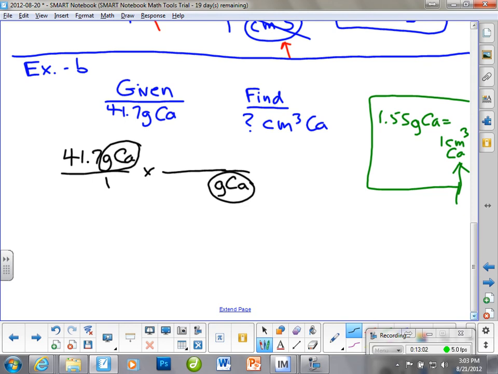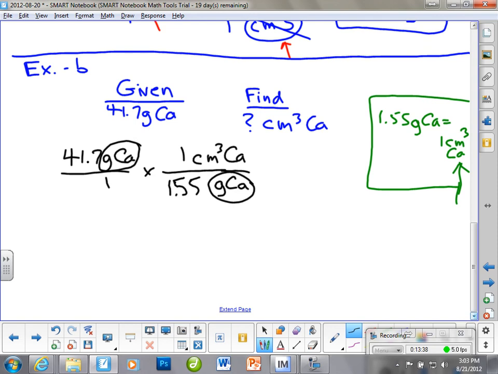What's the coefficient for grams of calcium in the equality that I have in my little sidebar box? 1.55. That's what's going to go on the bottom now. 1.55, and this is grams of calcium, and what would be on top? 1 centimeter cubed of calcium. You are right on. Okay. Good first day.